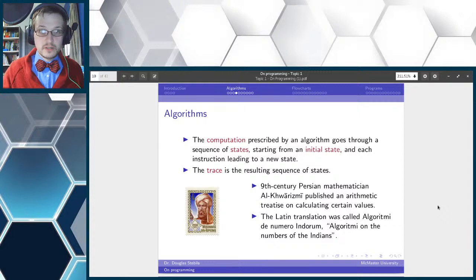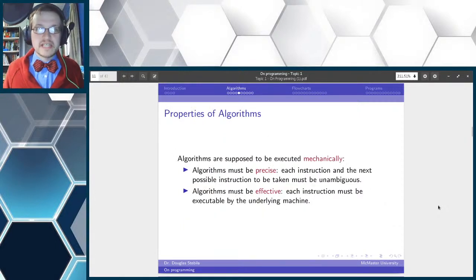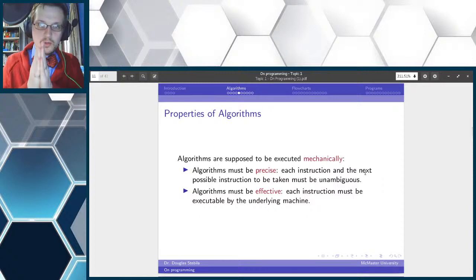We also derived the term algebra from a very similar mechanism. Algebra is actually a guy's name. Or, a Latin bastardization of some guy's name. So, what is an algorithm then? Let's discuss what they are mechanically.